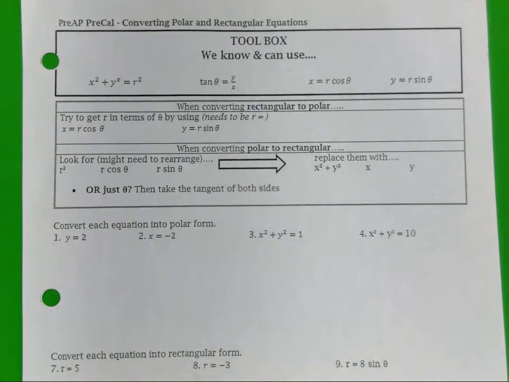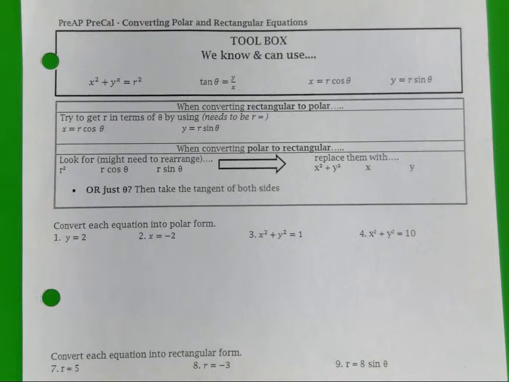So the first thing we're going to do is talk about how to convert rectangular equations to polar equations. Now, how do you know something's in rectangular form? It's an equation that has what in it? X and y. If it's an equation that has x and y in it, it's known as a rectangular equation. You're trying to go to a polar equation.